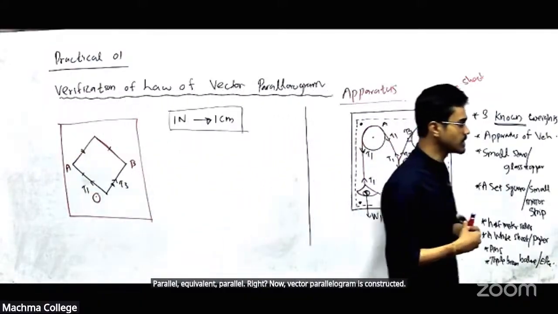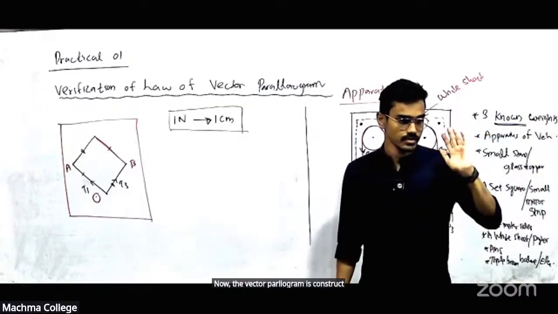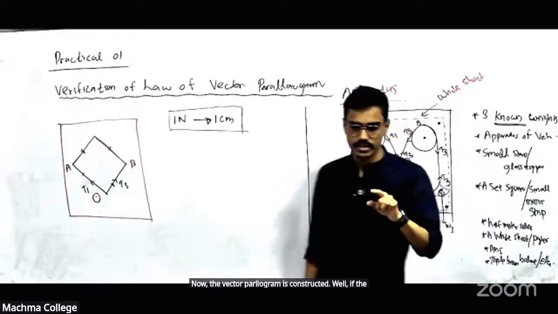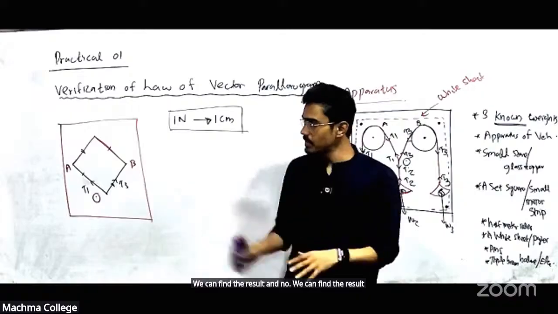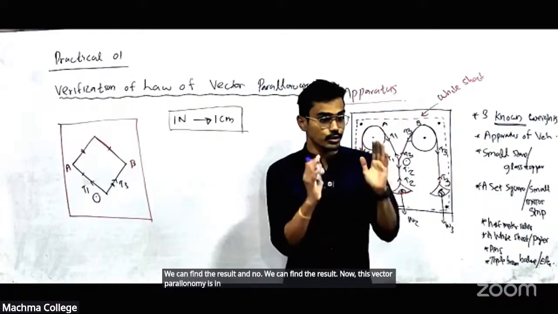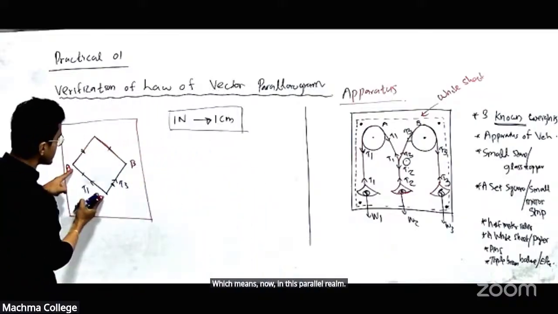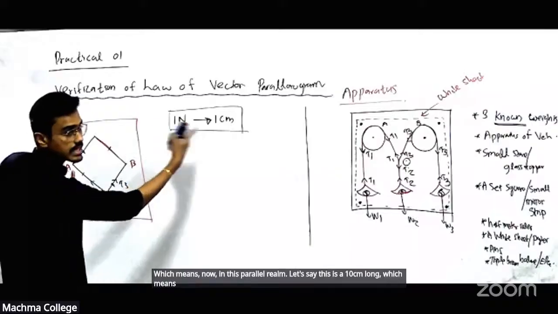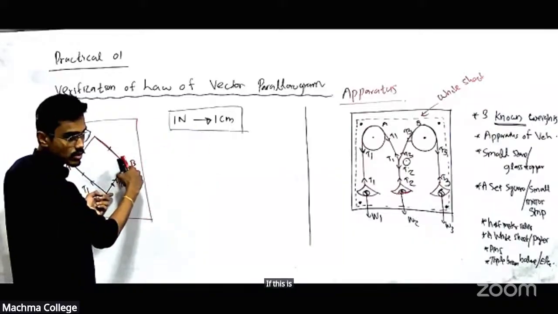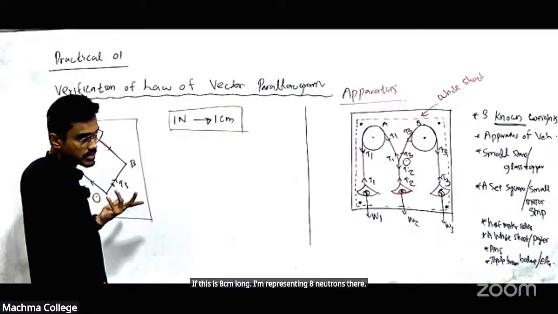Listen, now this is the most important part. Now the vector parallelogram is constructed, right? If the vector parallelogram is constructed, we can find the result, or no? We can find the result. Now this vector parallelogram is according to the scale, which means in this parallelogram, let's say this is 10 centimeters long, which means I'm representing 10 newtons there. If this is 8 centimeters long, I'm representing 8 newtons there. That's the meaning, right?